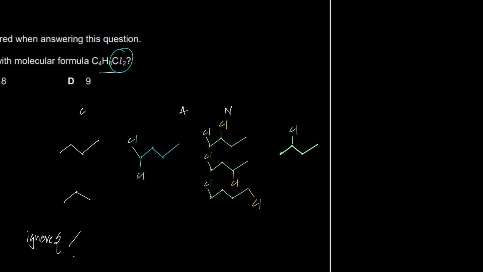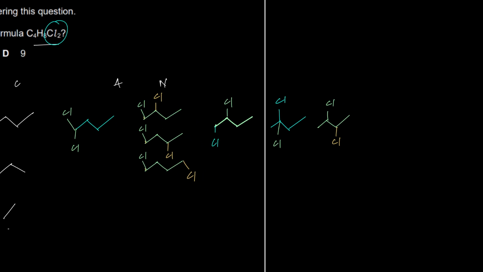And now I will start to move the Cls, right? So this is the first Cl, 2, 3, 4. I will fix it on the second carbon. I'll move this Cl right here to the second one, 2, 3, 4. This Cl has been fixed on the second carbon. This is 2, 3, 4. And I'll fix the Cl on this particular carbon. There are a lot of duplications here.